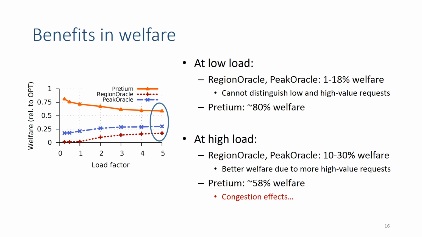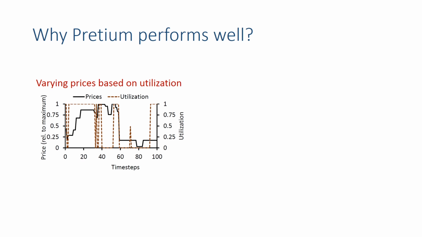On the other hand, the relative welfare of Pretium falls a bit, as any online scheme naturally suffers from congestion effects. Nevertheless, Pretium still significantly outperforms the other baselines. One of the main reasons why Pretium achieves better welfare is because it prices bandwidth higher when the utilization of the network is higher. This graph depicts a timeline of the prices for a sample link, shown by the solid black line, along with the link utilization, shown by the dashed brown line. We see that at higher utilization, prices tend to be higher, which enables differentiation based on value.